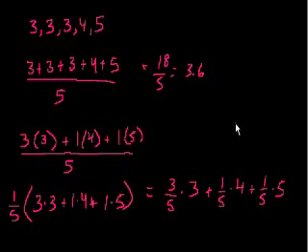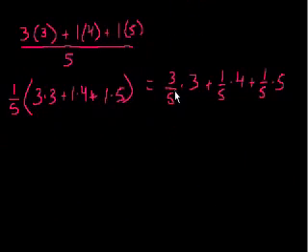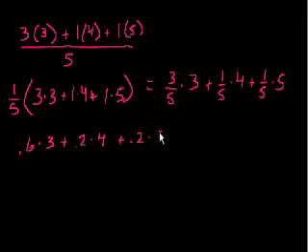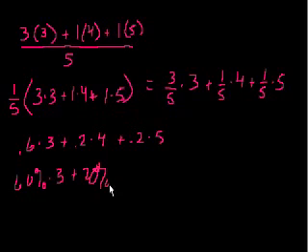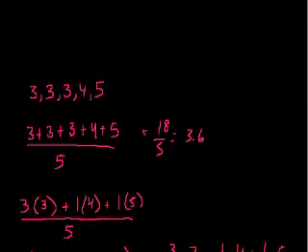And just so we can see it in a bunch of different ways, let me express these as decimals. So 3/5 is 0.6 times 3 plus 0.2 times 4 plus 0.2 times 5. Or we could express these decimals as percentages. We could say 60% times 3 plus 20% times 4 plus 20% times 5. This is identical to adding up the numbers and then dividing by the total number of numbers there are.